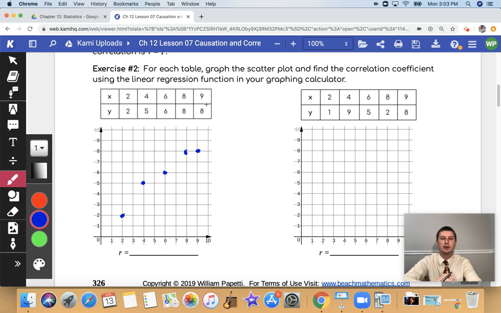Just by looking at that scatter plot, it does look like those points are very tightly packed together if you were to make a line of best fit. They're not scattered all around the graph. They are in a general pattern. The next thing we want to do is go to our graphing calculator.